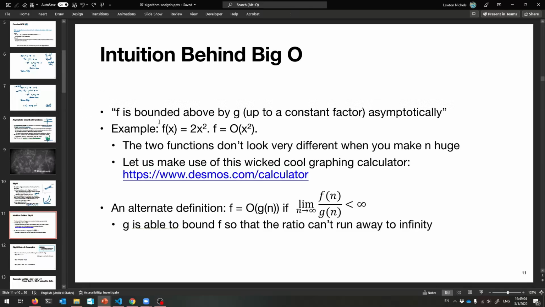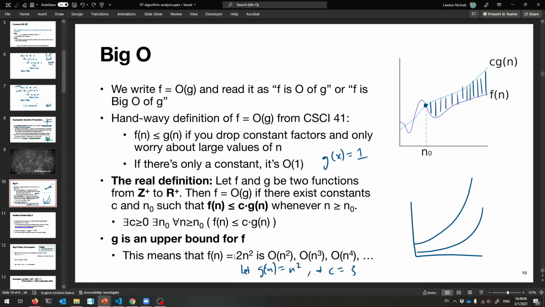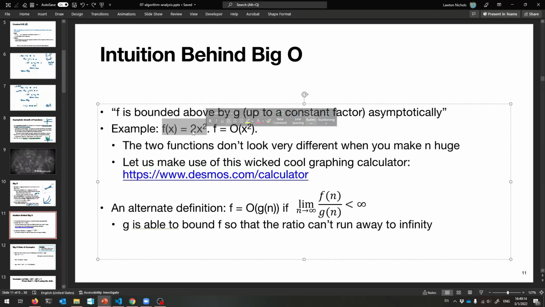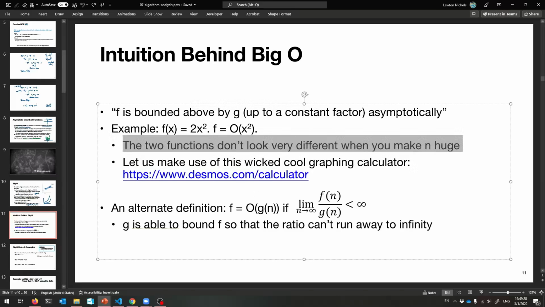So, for example, let's go back to this one. Like, here is our function, 2n squared. Let's use x instead, because I'm about to use a graphing calculator. So let's say that our function f of x is 2x squared, and we have just proven, right, mathematically, that f is O of x squared only. We can drop the 2. And the reason we care, and the reason we want to say things like that, is because really those two functions, if you graph them, they don't look very different when you make n large. That's what big O is really trying to say.